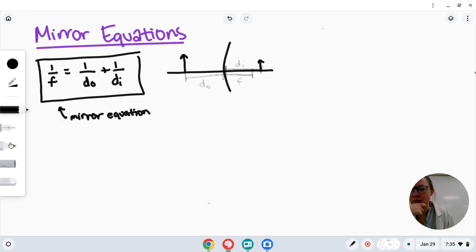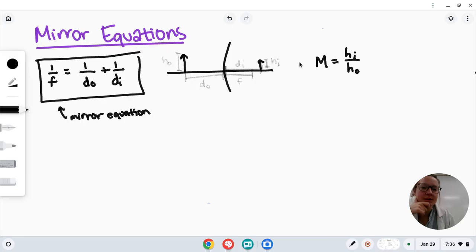Here's our second one. It's the magnification equation. We say M, which stands for magnification. The magnification is equal to the ratio of the height of the image over the height of the object. We can define those here on our picture. This is the height of my object. It's how tall my object is. This right here is the height of my image. It's how tall my image is.